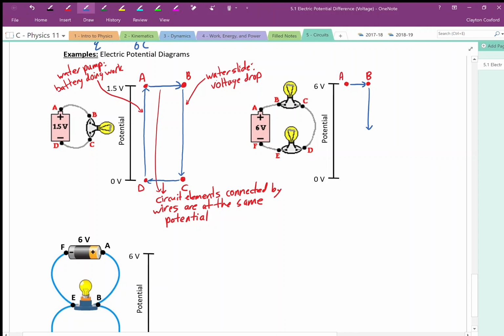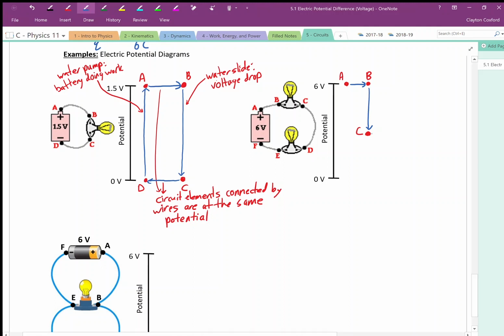Not sure how big these light bulbs are. If they are identical light bulbs, then we would actually drop halfway, 3 volts. Half of the energy would be used in one light bulb, half would be used in the other light bulb. But we're not certain, so we're not going to label exactly how much energy is dropped, but it's enough to say that some of the energy is lost, but not all of it. Okay, so that's location C there, where we have lost some of the energy, but not all of it.